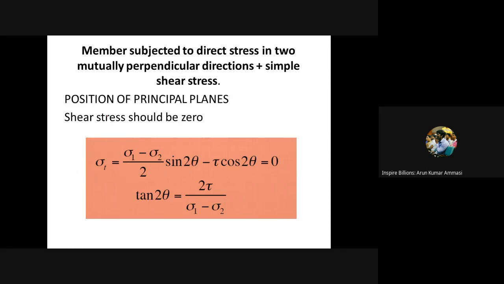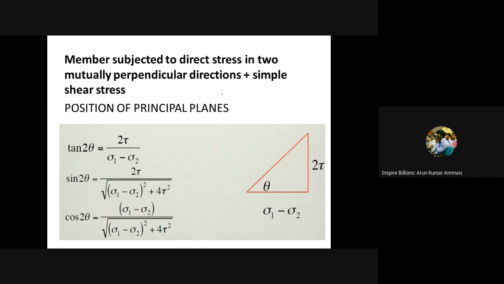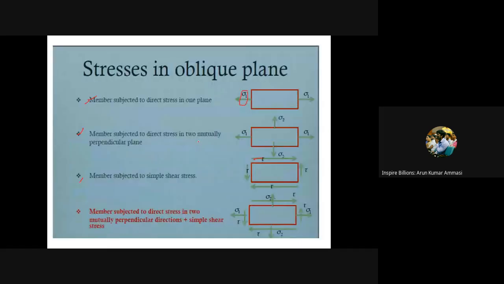In order to locate the principal plane, we also need to note the value of theta. To calculate the value of theta, this relationship will give you the location of the principal plane. But here you could also note that the tangential stress would be zero, because in the principal plane the shear stress would be completely zero. This is for the second case, where the member is subjected to direct stress in two mutually perpendicular directions with simple shear stress. This one.